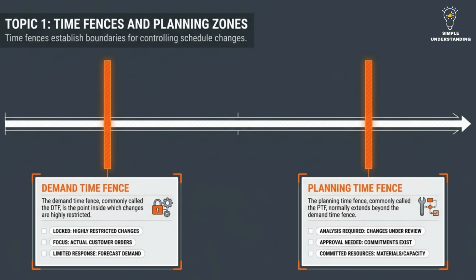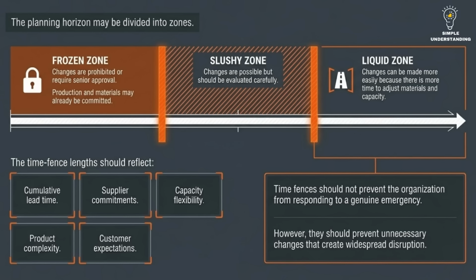Planning time fence. The planning time fence, commonly called PTF, normally extends beyond the demand time fence. Inside the PTF, changes may require analysis and approval because materials or capacity may already be committed. The planning horizon may be divided into zones. Frozen zone. Changes are prohibited or require senior approval. Production and materials may already be committed. Slushy zone. Changes are possible but should be evaluated carefully. Liquid zone. Changes can be made more easily because there is more time to adjust materials and capacity.